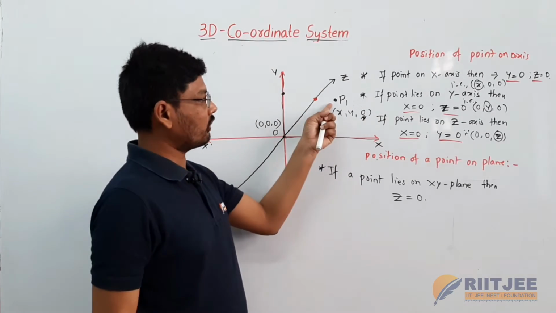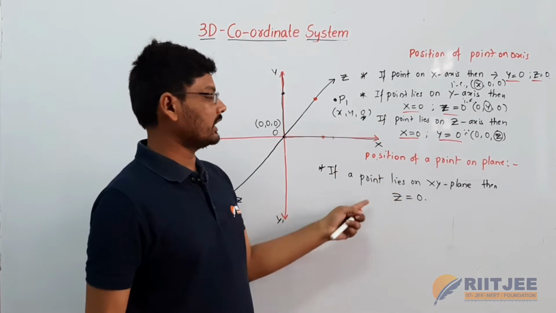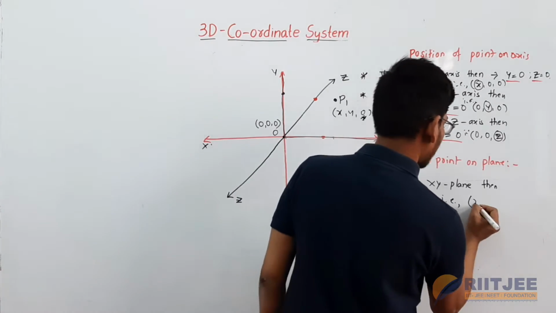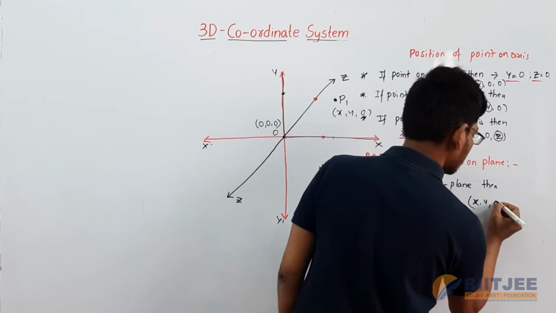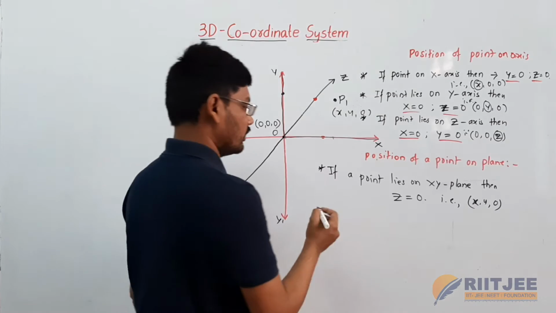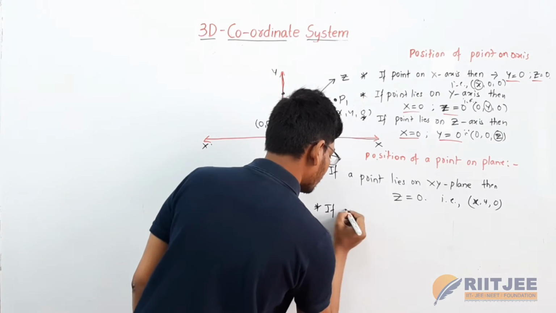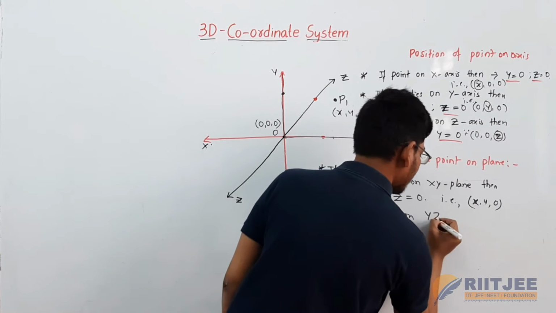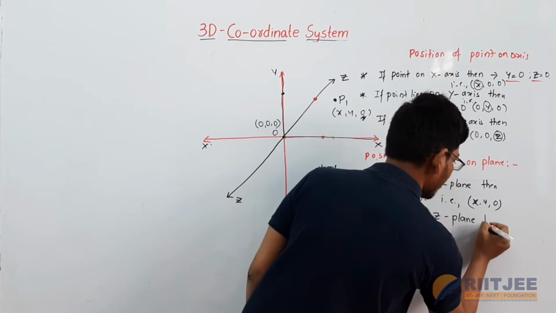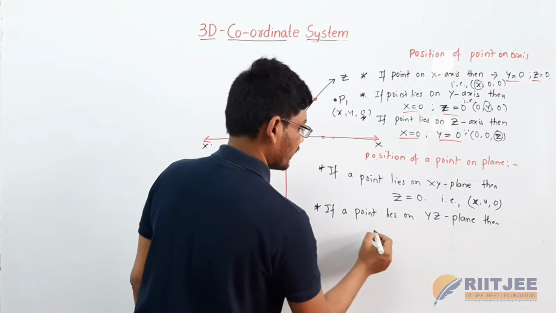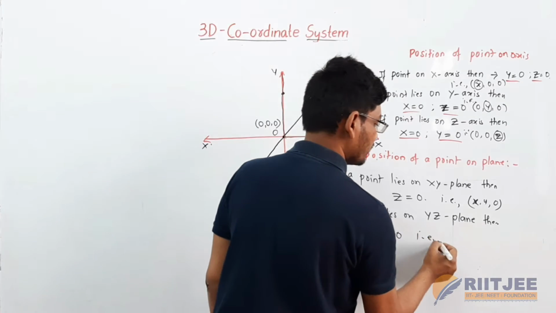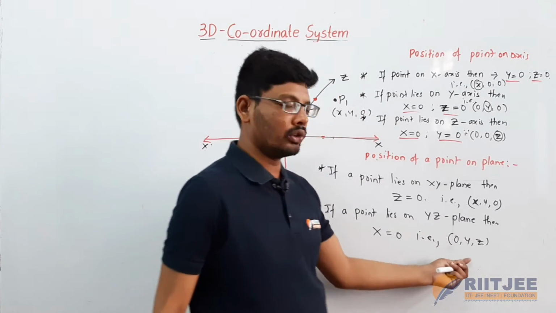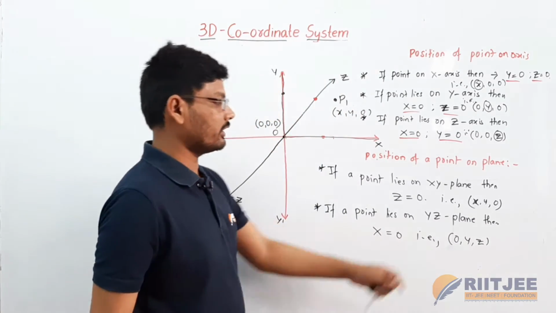Now if your point lies on the xy plane, this is P1, then the z value will become 0. That is x comma y comma 0. Here you can substitute x and y with any value. And the next point: if a point lies on the yz plane, then the x value will become 0. You can substitute the y and z values with any values here.